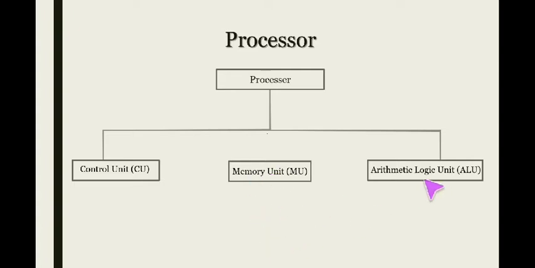Okay, the arithmetic logic unit performs all mathematical operations such as plus, minus, percentage, multiplication. It performs all logical operations such as greater than, less than, equal to. The control unit, or CU, is the most important part of the CPU. It manages and controls the activities of all other units. The memory or storage unit, MU, stores the data and instructions temporarily that are being processed.